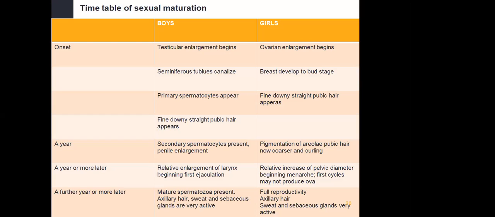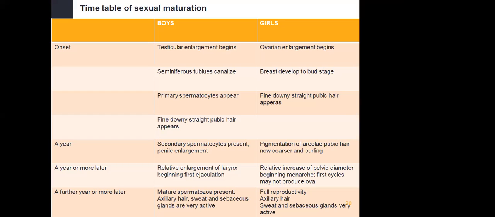Features like testicular enlargement, seminiferous tubule canalization, primary spermatocyte appearance, and fine downy straight pubic hair appear in boys. For girls, there is ovarian enlargement, breast development to the bud stage, and fine downy straight pubic hair. And 1 year later, there are secondary spermatocytes and penile enlargement in boys, whereas for girls, there is pigmentation of the labial pubic hair and the hair is now coarser and curling.